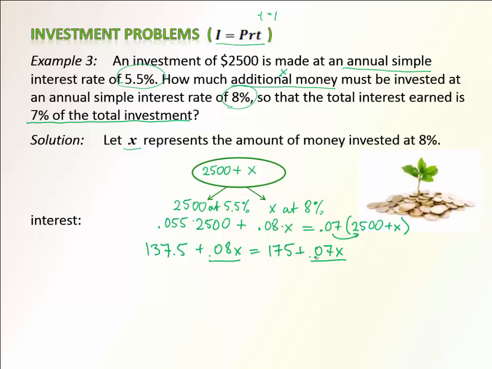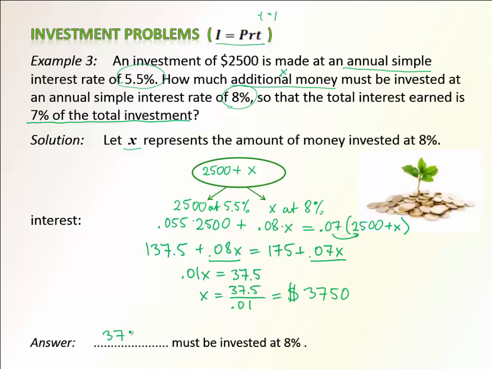So you really have 0.08 minus 0.07, which is 0.01x, and 175 minus 137.5 is 37.5. Finally, we divide 37.5 by 0.01, and we end up with $3,750. So we're ready to give the final answer. $3,750 must be invested at 8% to make sure that the overall interest will be 7% of the overall investment.